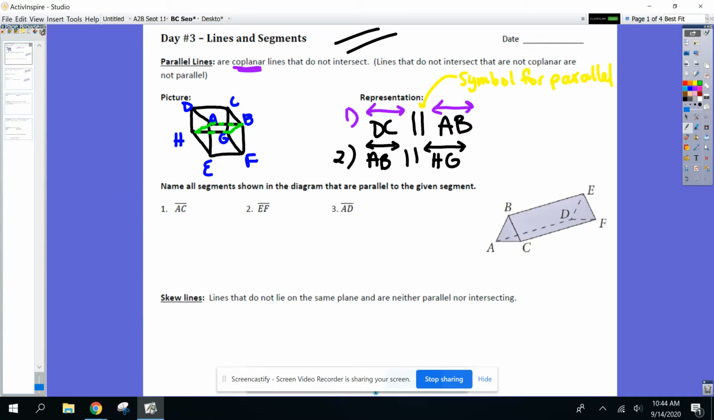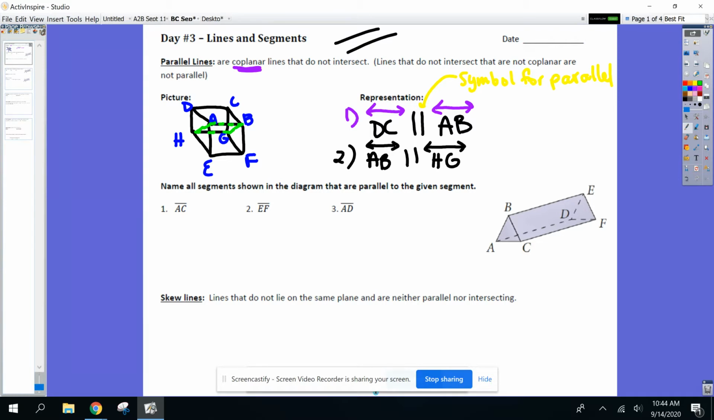Also, DC and EF would be parallel. Does everyone see that plane? DC and EF. Okay, good. Good. CB and AG. We could go for days. Sophia. Are there any combinations that aren't parallel? Oh yeah. DA and DH.